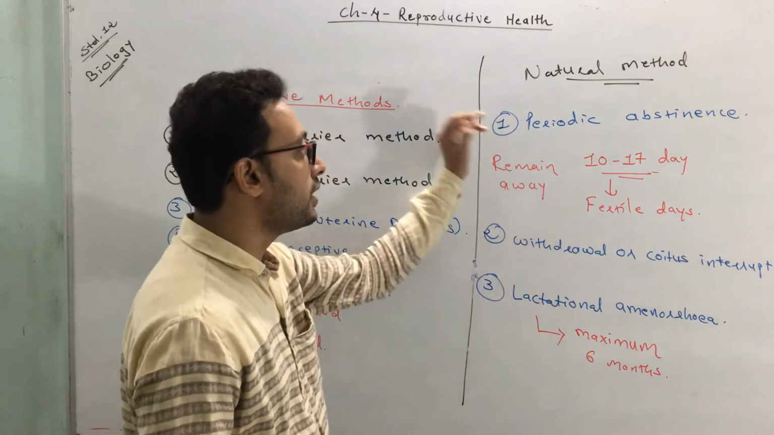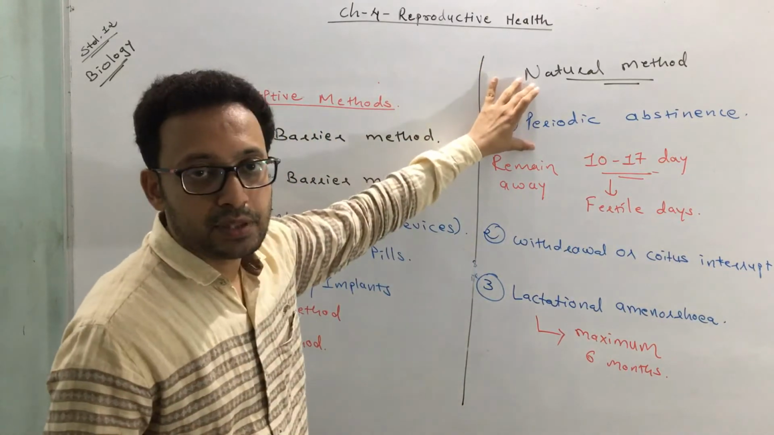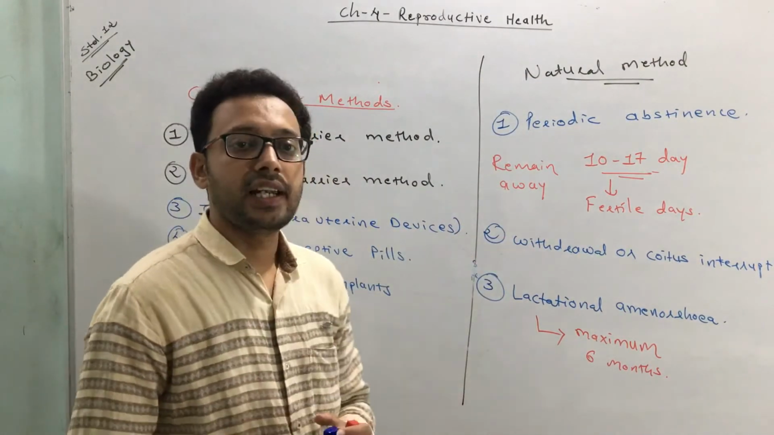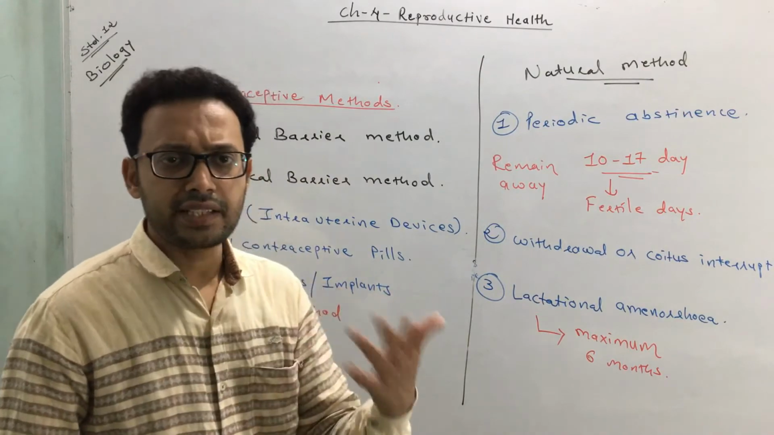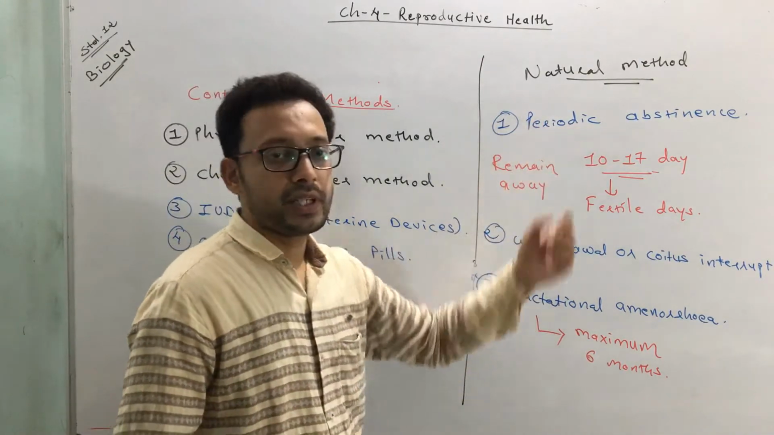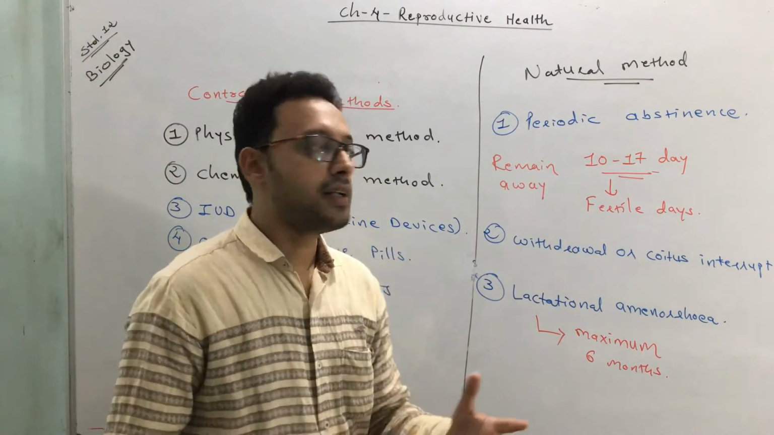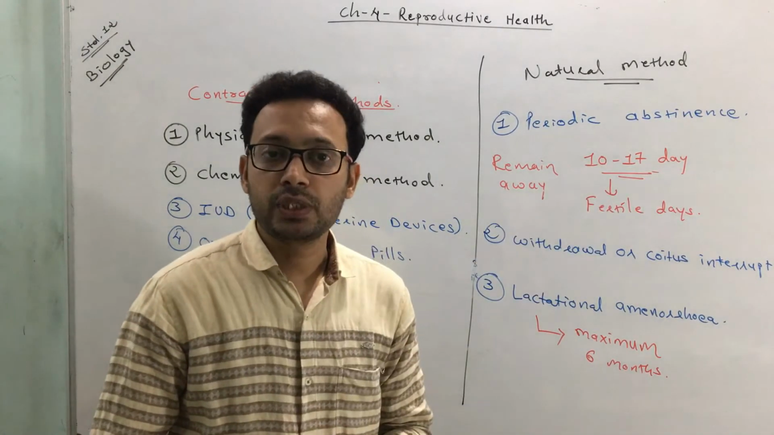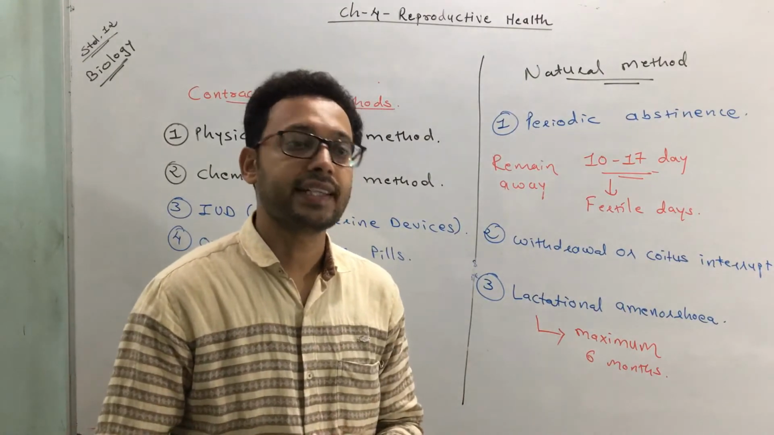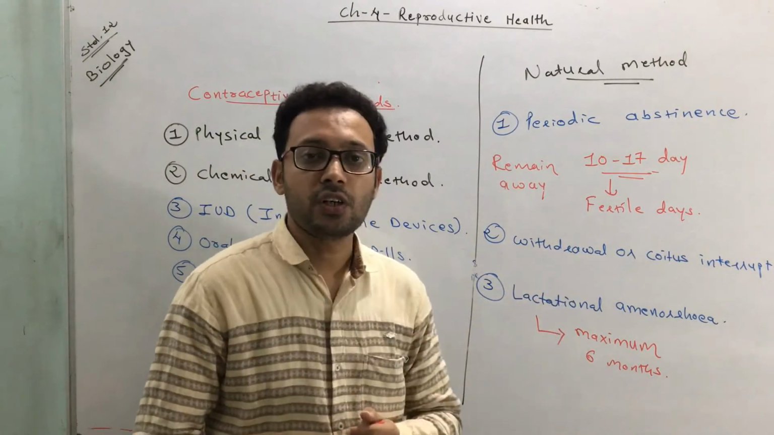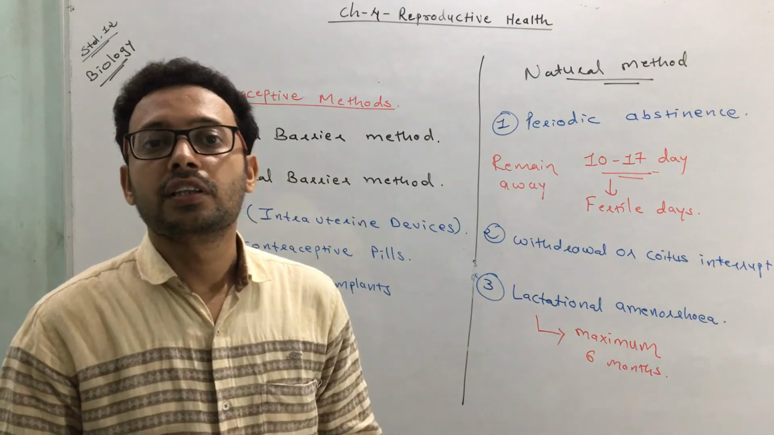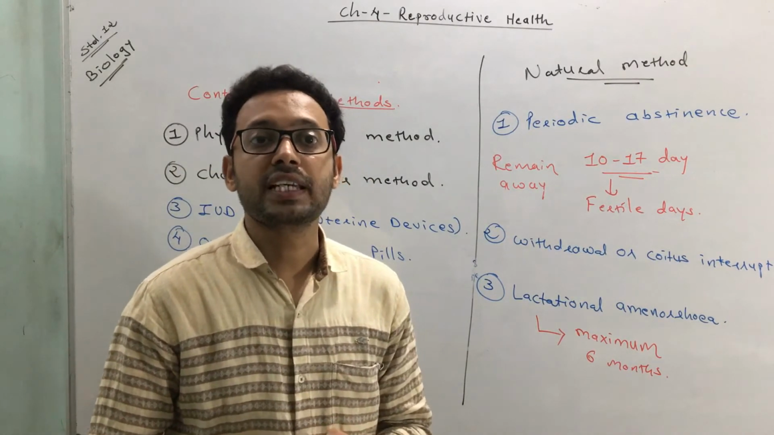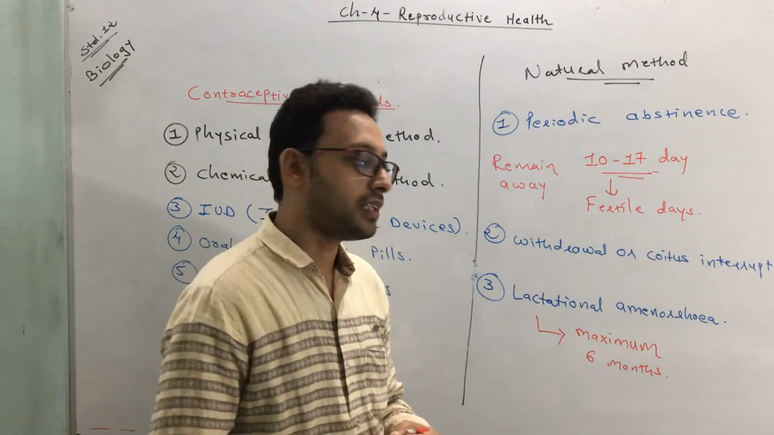So these are the three natural methods: periodic abstinence, withdrawal or coitus interruptus, and third is called lactational amenorrhea. I will just summarize in 1-2 lines. In periodic abstinence, the couple remain away from coitus from day 10 to 17 of the menstrual cycle, because they are the most fertile days. Second, withdrawal or coitus interruptus, in which the male partner withdraws his penis from the vagina just before ejaculation. Okay, that means a release of semen.